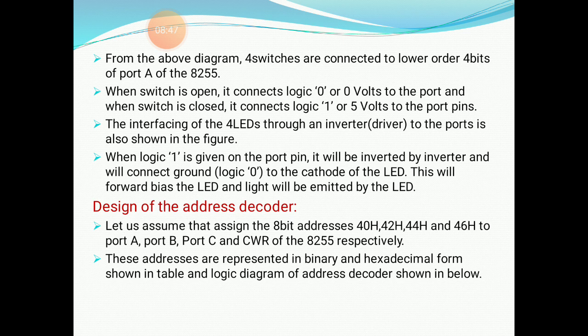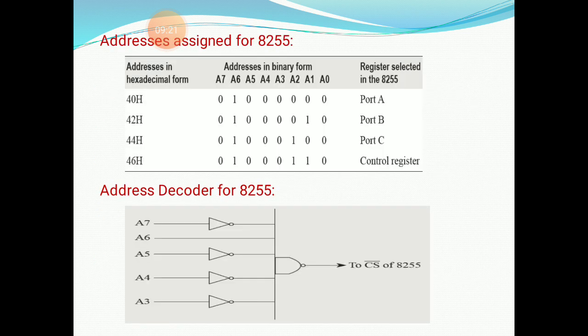Now let us see the design of the address decoder. Let us assume that we assign 8-bit addresses, that is 40H, 42H, 44H and 46H, to port A, port B, port C and the control word register of the 8255 respectively. These addresses are represented in binary and hexadecimal form in the table, and the logic diagram of the address decoder is also shown in the diagram below.